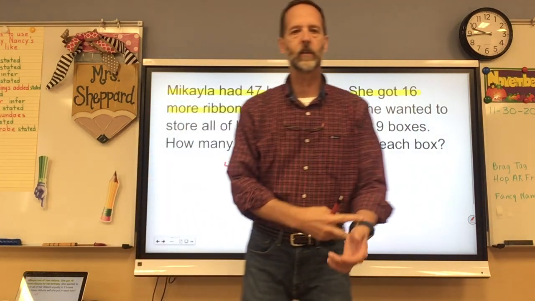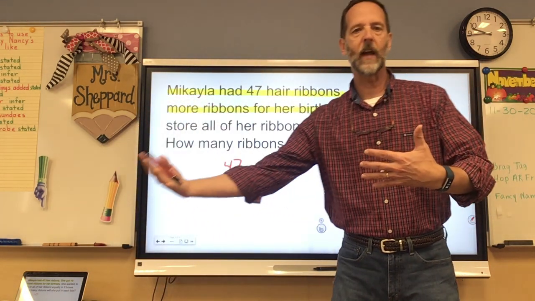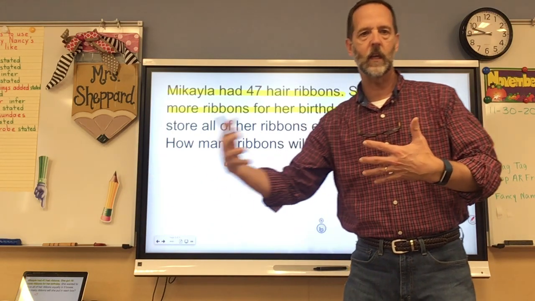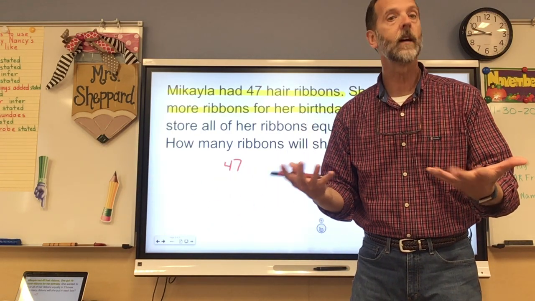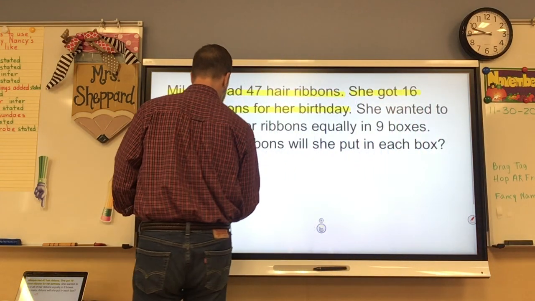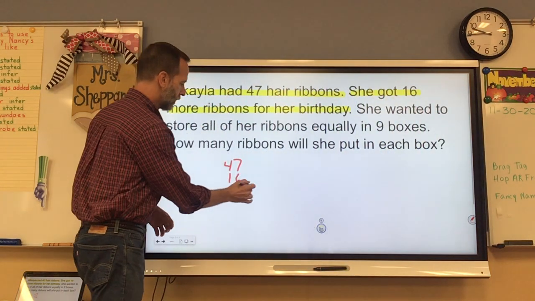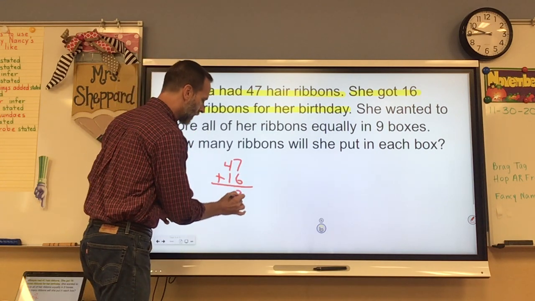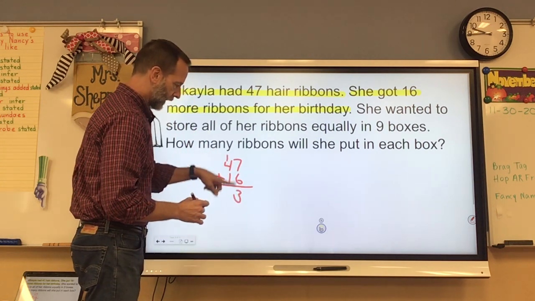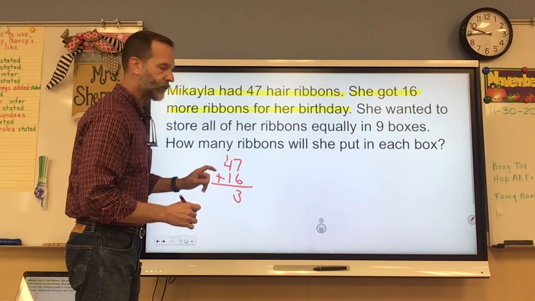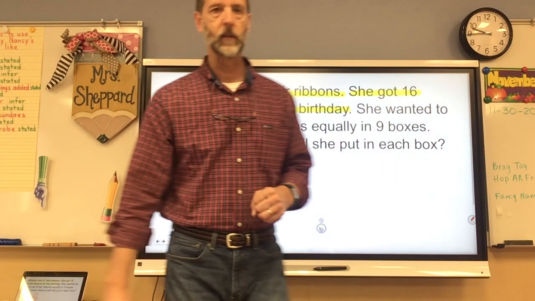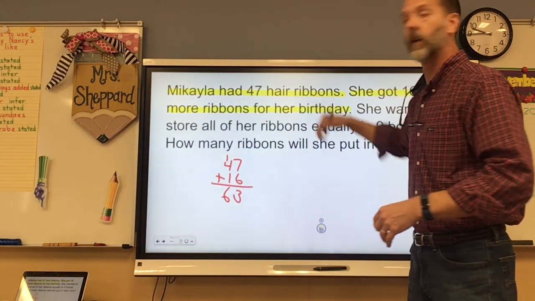So here's Michaela. She's got 47 ribbons. She got 16 more for her birthday. What is that? That's addition. So now I can add those. 7 and 6 is 13. I leave the 3, carry the 1. 1 and 4 is 5. 5 and 1 is 6. She has 63 hair ribbons. Are we done? No, we're only on the second sentence.